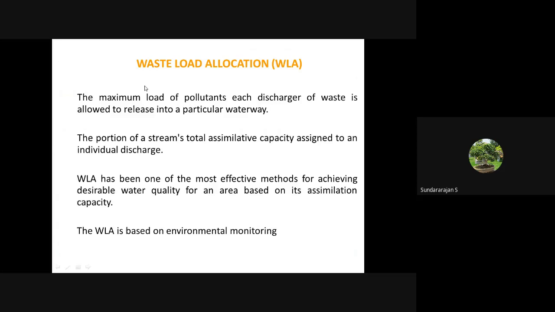It should not disturb or alter the established criteria we have seen for SW1. That is the maximum load of pollutants in each discharge of waste allowed to be released into a particular water body. That's why the government is allowing waste to be discharged, but to a standard. The industries are getting permission, and most municipalities also collect the sewage and discharge it semi-treated into the ocean. The portion of the total assimilative capacity assigned to individual discharges is the most important one. In the receiving water, we should call it the receiving water policy: rivers, estuaries and coastal areas. That assimilative capacity depends on need and budget, and we have to establish all those things with the help of regular monitoring and predicting.